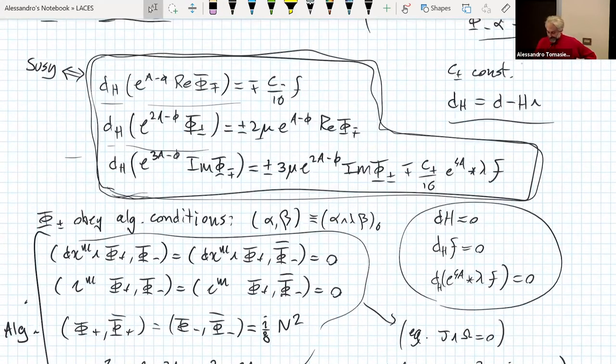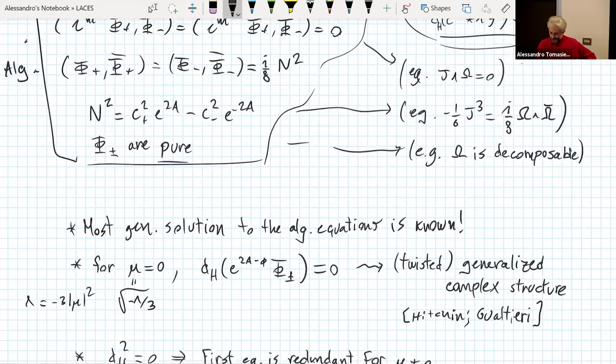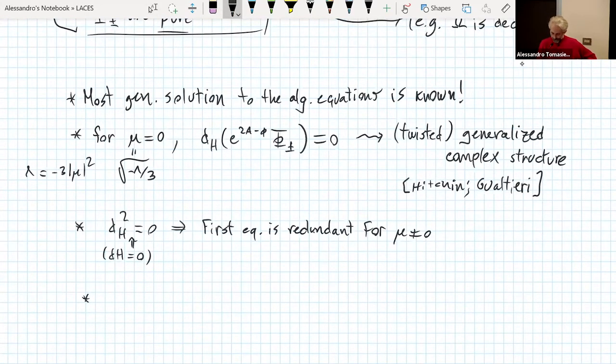Perhaps more interestingly, C plus needs to be zero. If you act with dH on the last equation, you find that this is zero because of the imaginary part of the second. And so you are left with dH of this, but this is exactly the equation of motion. So the Ramond-Ramond flux equation of motion is also redundant.